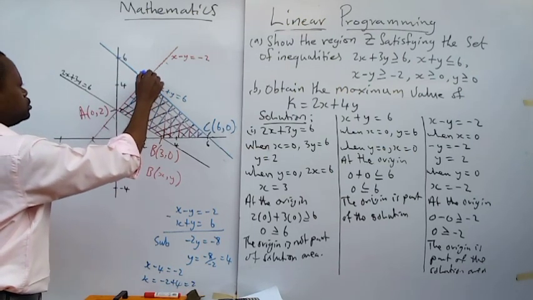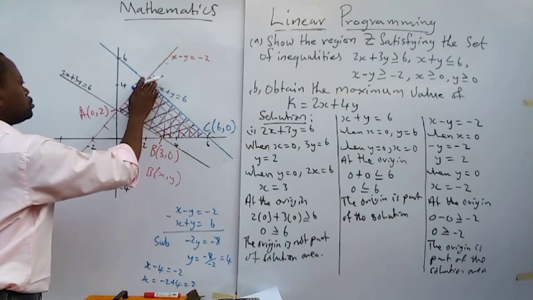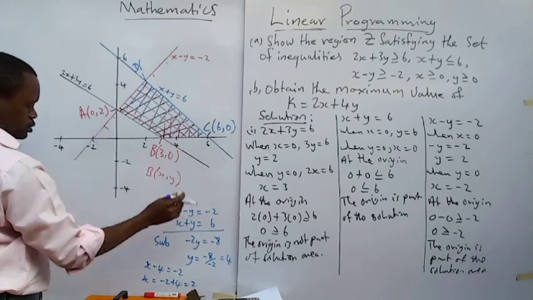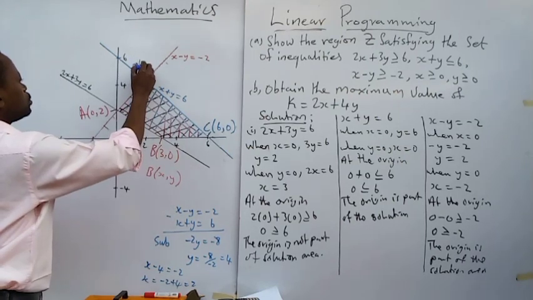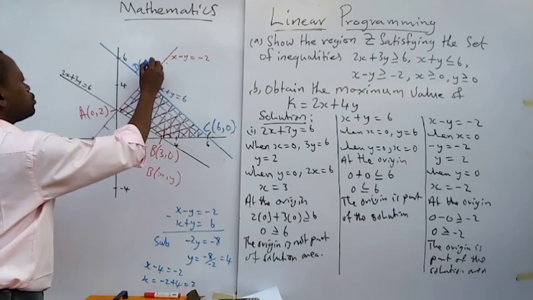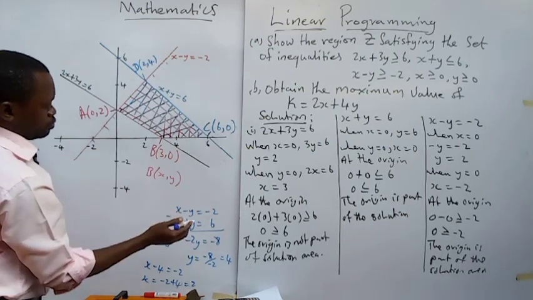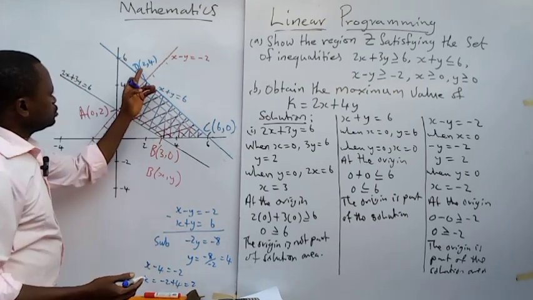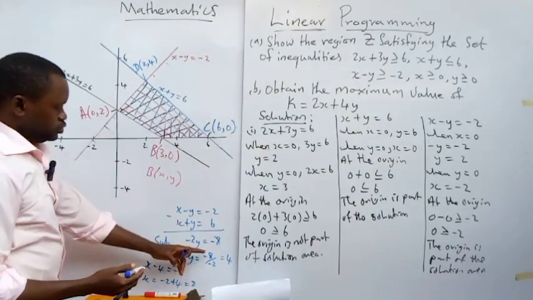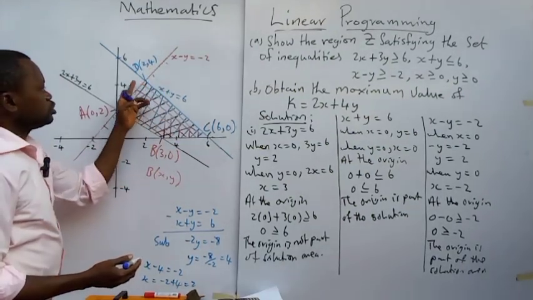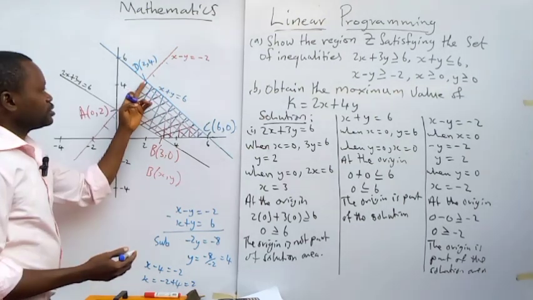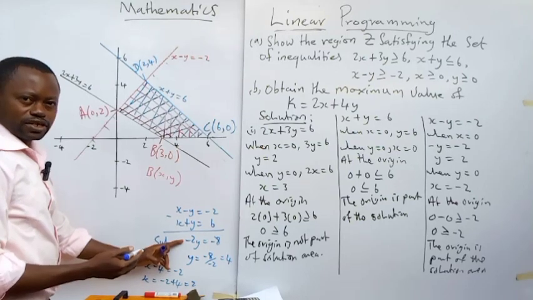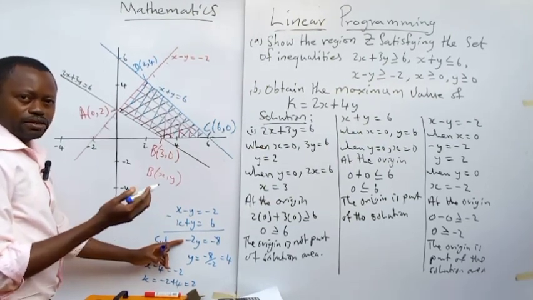Let me label that point D. At that point D, x is 2 and y is 4. So because of trying to get the exact value here, I have to solve it simultaneously. I'm sure you understood what I mean by that.